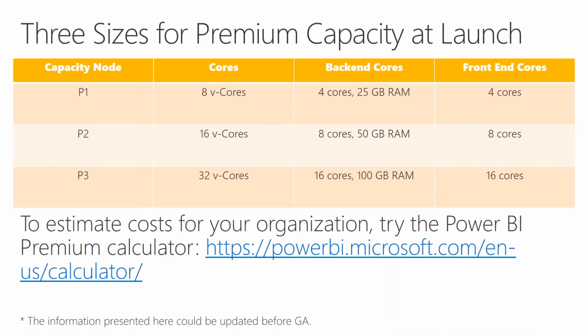Now, at launch, there's going to be 3 different capacity levels for Power BI Premium, and they've announced that in the white paper, which I've got a link to at the end of the resources here. You've got 3 different capacity nodes: P1, P2, and P3. That's related to 8 vCores, 16 vCores, and 32 vCores. And so you can see the back-end cores information there related to the different capacity nodes.